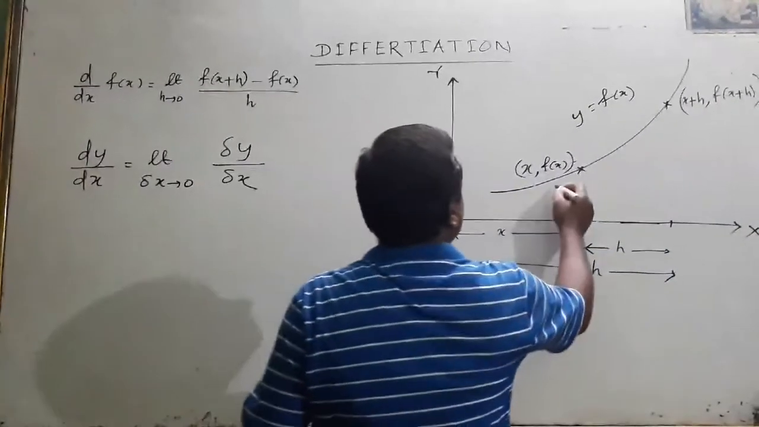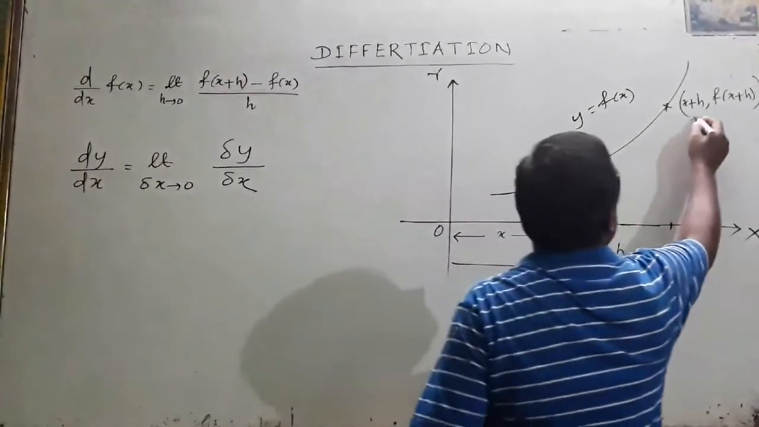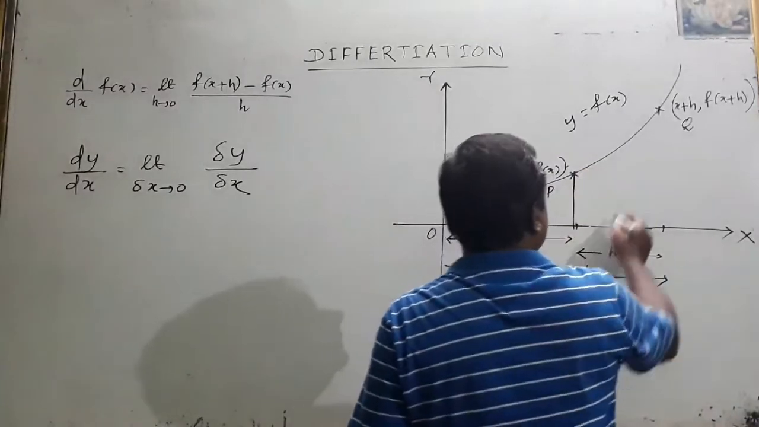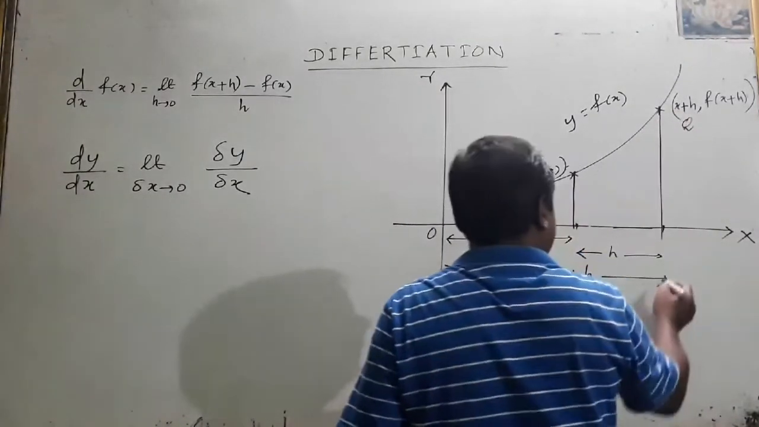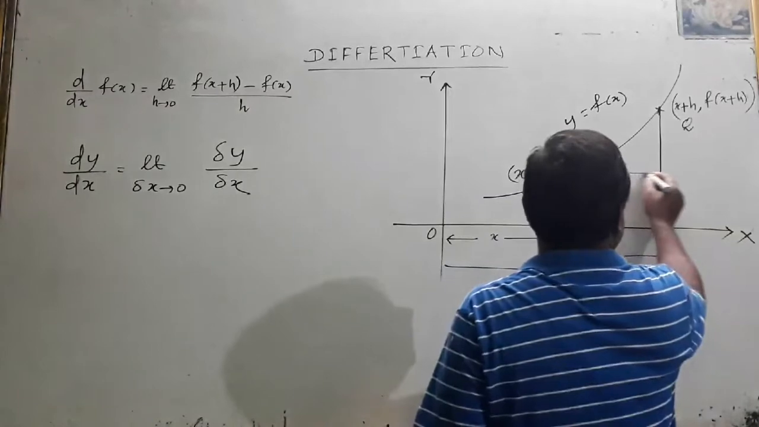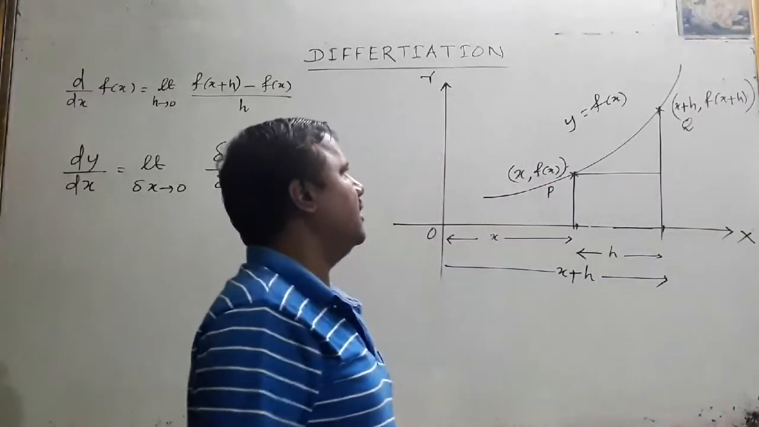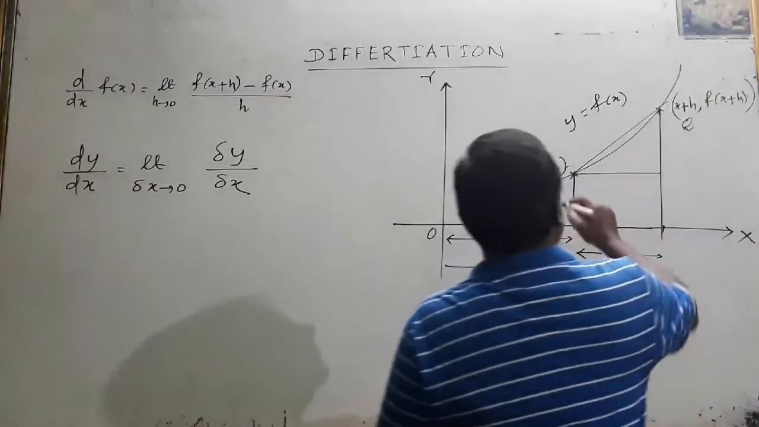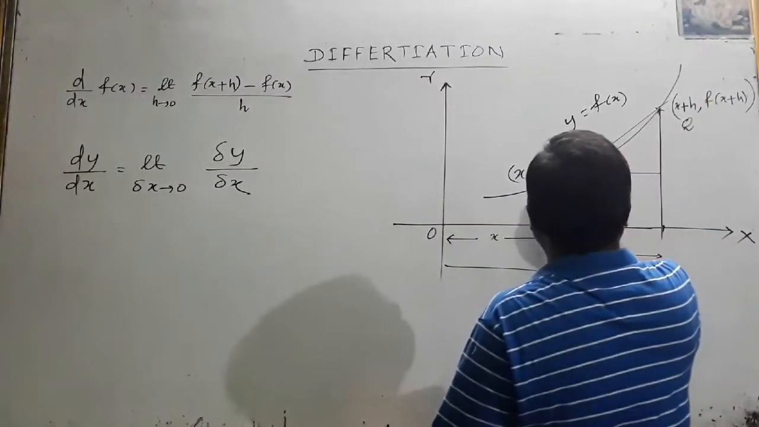Suppose this point is P and this point is Q. Now I am drawing a vertical line here, then a perpendicular horizontal line here. Then draw the line PQ.